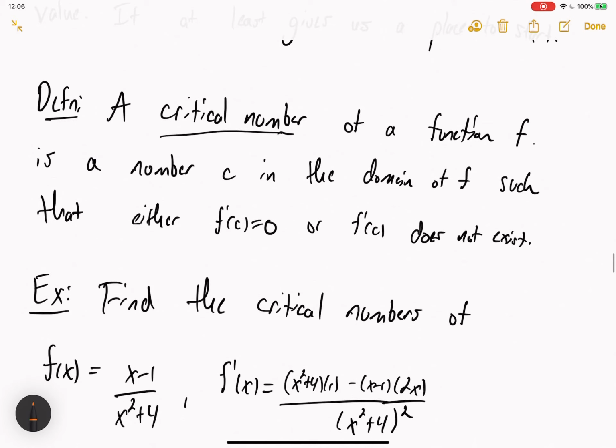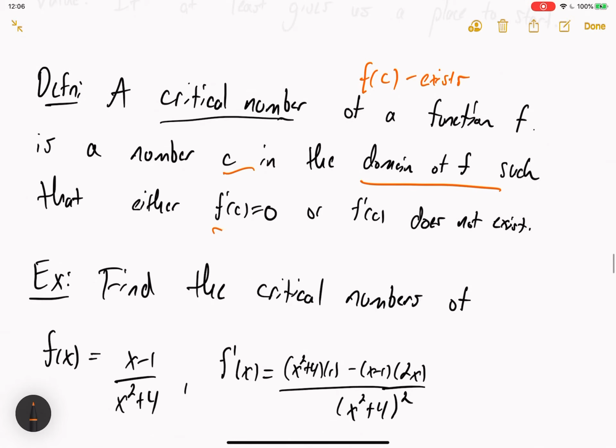So we've got to do some definitions. Let's define a critical number of a function f. A critical number of a function f is a number c in the domain of f, so f of c exists, such that f prime of c is equal to 0 or f prime of c does not exist. We want to understand that extreme values are going to be critical numbers, but critical numbers are not necessarily maximum or minimum values.